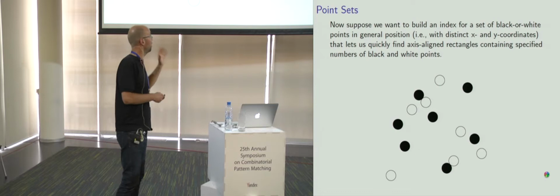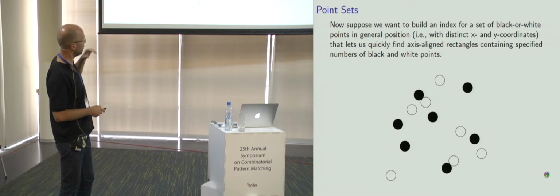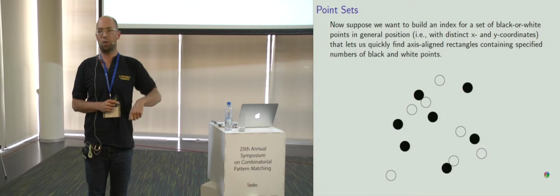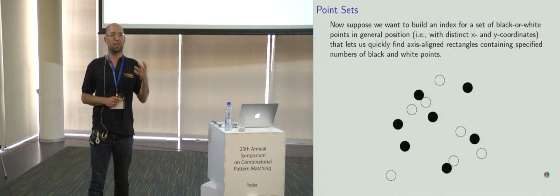So you have these black and white points, and you want to build an index such that somebody comes to you and tells you the number of black points they want and the number of white points they want, and you want to say if there's an axis-aligned rectangle that contains the right number of black points and white points. So it's just a 2D generalization of the problem.